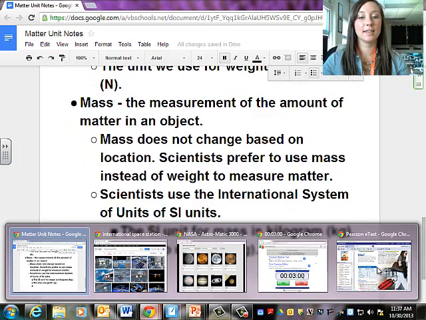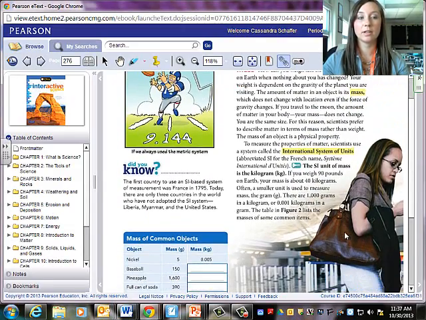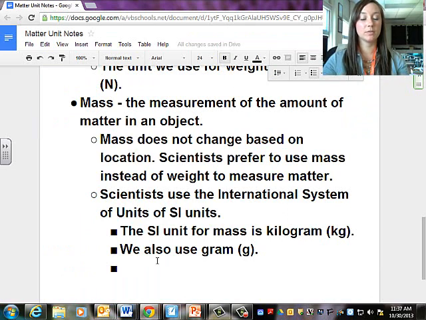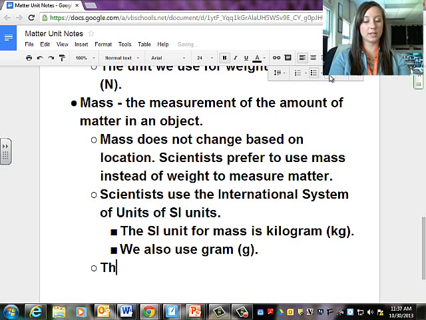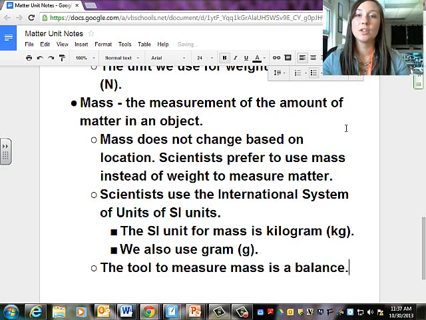In your book, I think it's interesting, they don't talk about the tool that we use in order to measure mass, but we talked about that in class. So let's add that to our notes. So not talking about the SI unit anymore, so now we're going to say the tool to measure mass is a balance. Very good. You have finished your notes for pages 275 and 276.